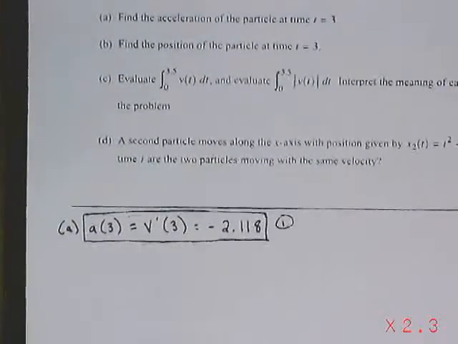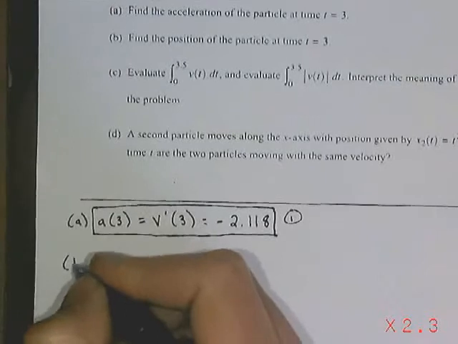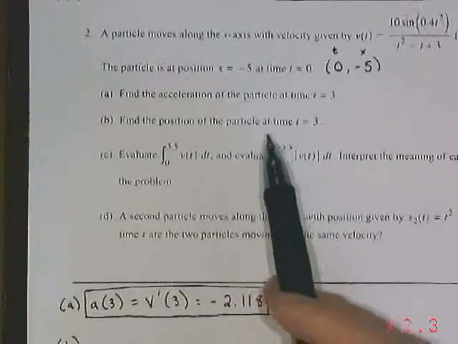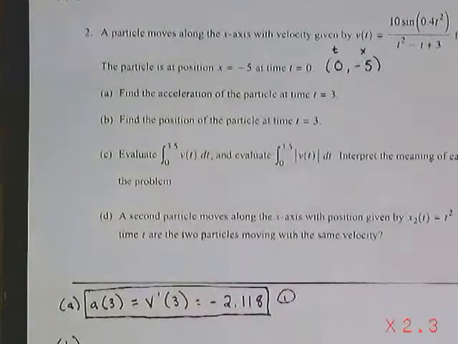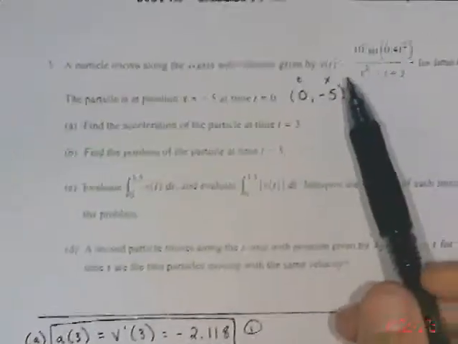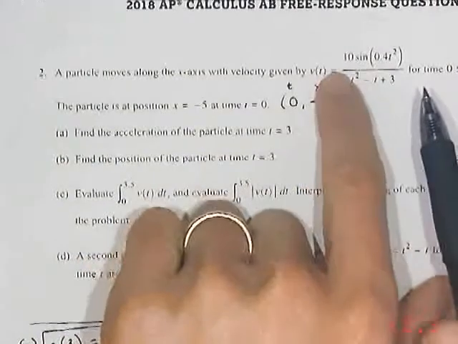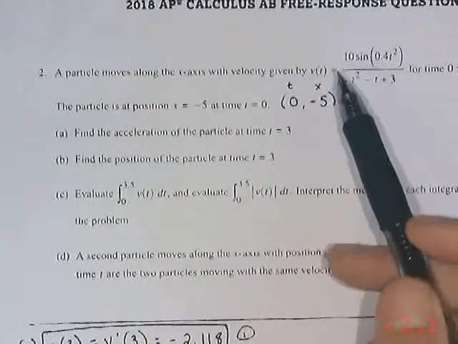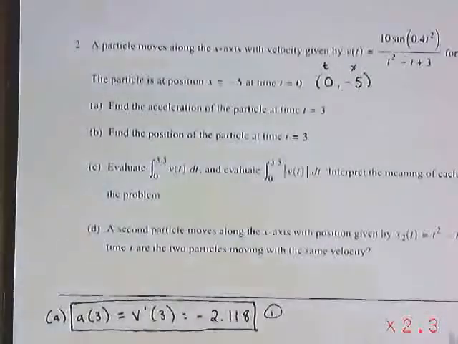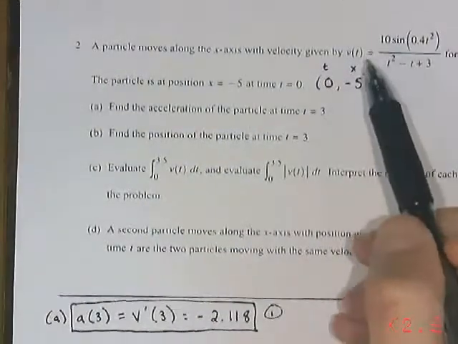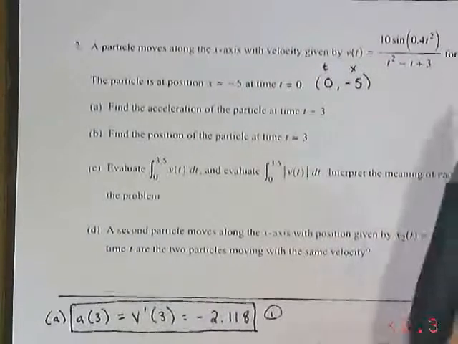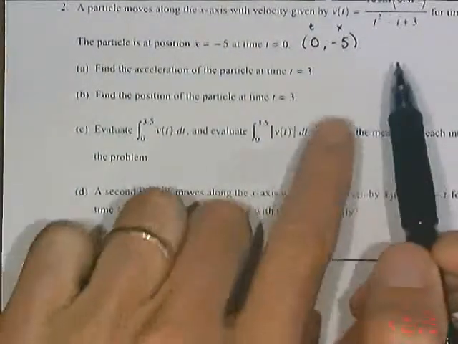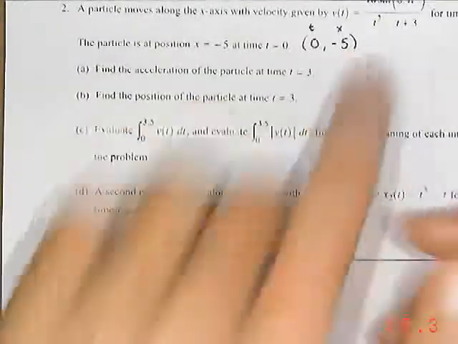Cool. Okay, part B. Find the position of the particle at time t equals 3. Okay, so the position is not given to us. We are given the velocity, which is of course the derivative of the position function. And so in order to find the position at a given time, we're going to have to take the antiderivative of the velocity. But we're also going to have to be careful and recognize that our starting position is not at 0. It's at negative 5.